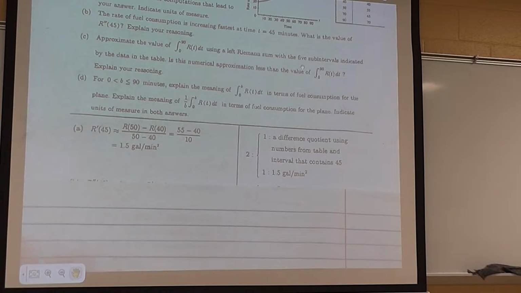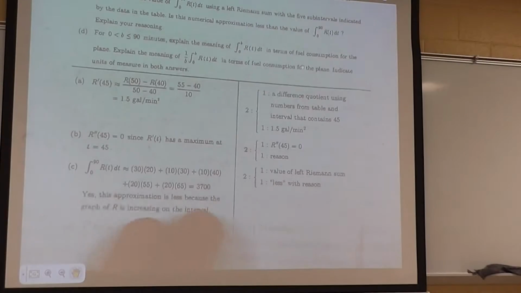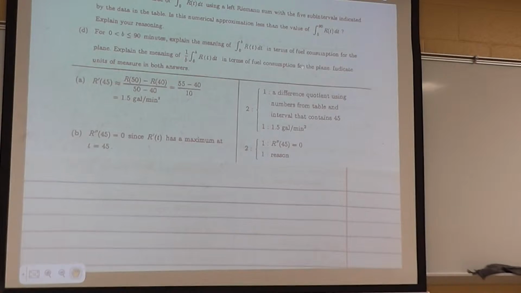Okay, part B. The rate of fuel consumption increases fastest at t equals 45 minutes. What's the value of R double prime of 45? Well, there we go. It's going to be 0.